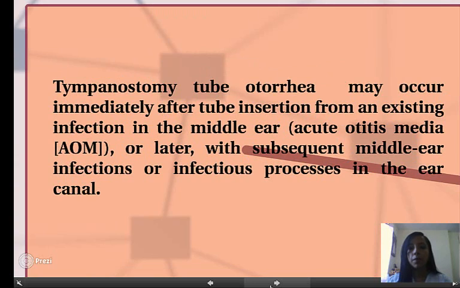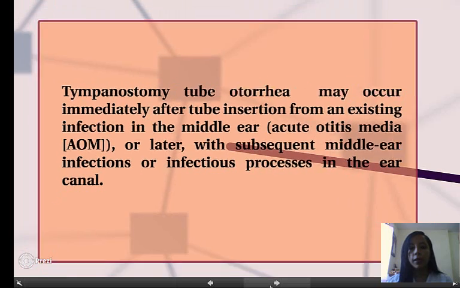Tympanostomy tube otorrhea may occur immediately after tube insertion from an existing infection in the middle ear, or later, with quiescent middle ear infection or infectious processes in the ear canal.